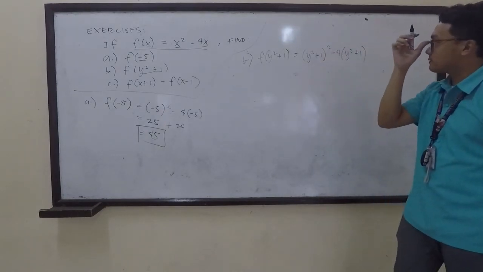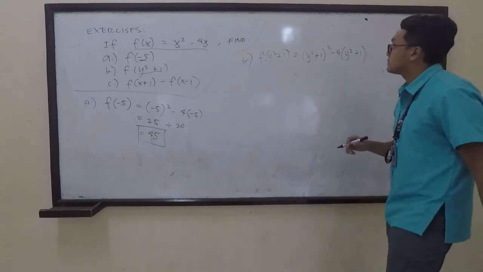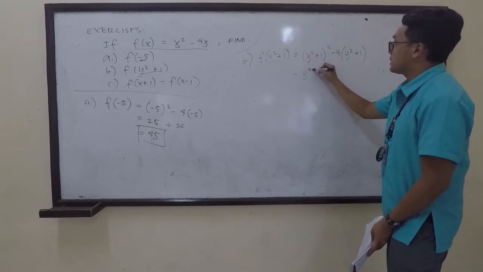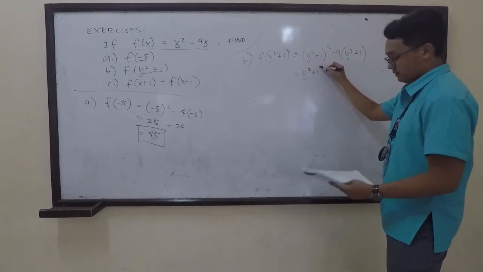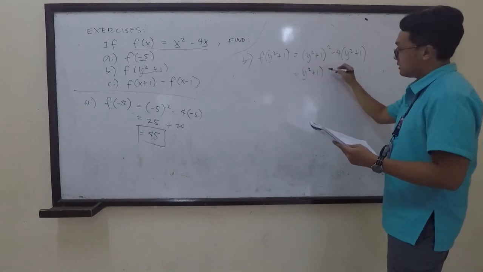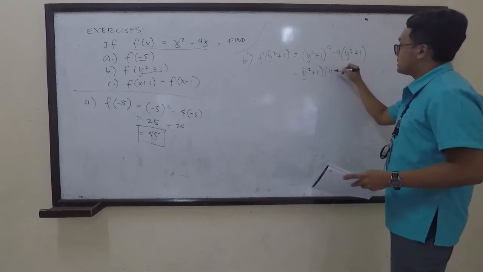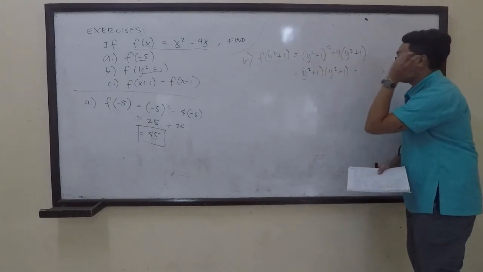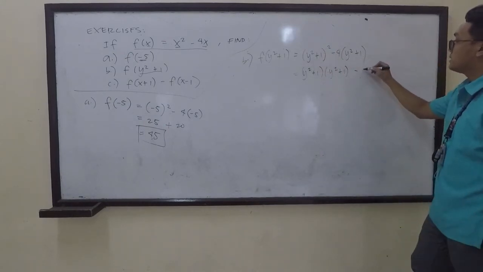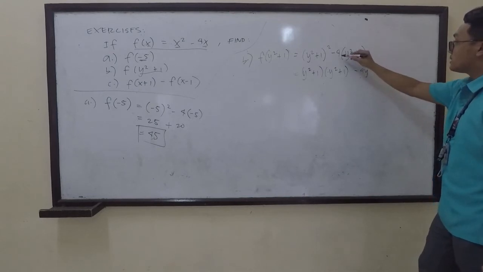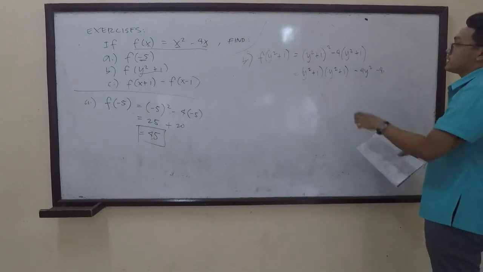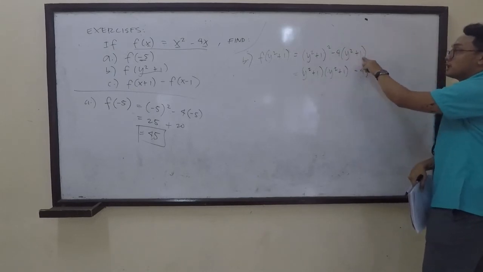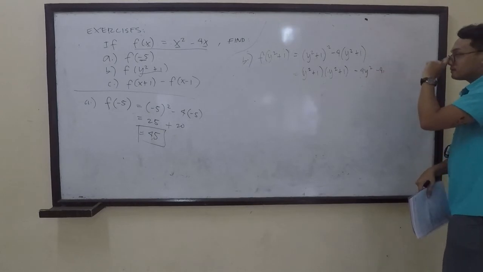Simplify this, or partially expand. So this is y squared plus 1 times y squared plus 1, minus, we separate it, then minus 4y squared minus 4. So we distributed negative 4, so negative 4y squared, then negative 4 times 1 is negative 4.